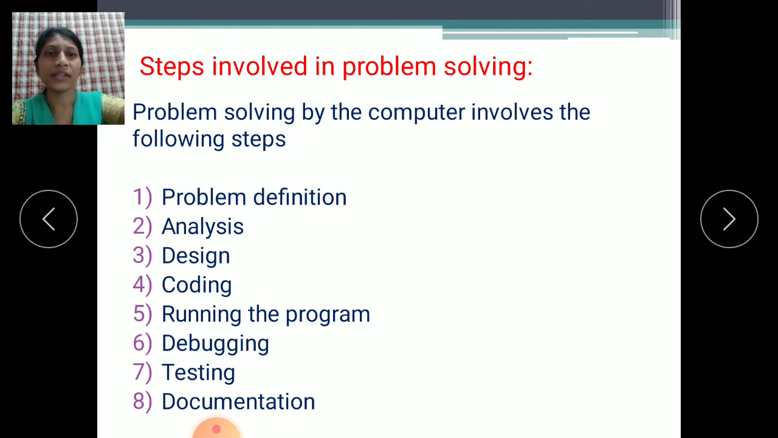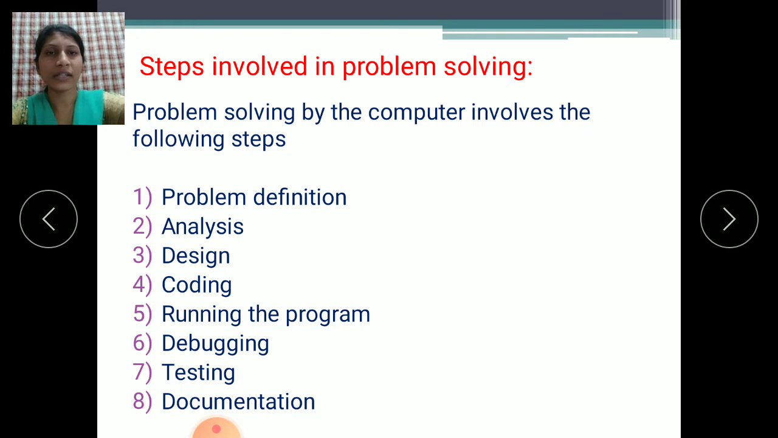Then the second one is analysis. What does analysis mean? The given problem must be analyzed before solving it. That person should analyze the problem, finding out what you know about the situation. That means what inputs have been given and what has to be performed. That is called analyzing the problem.